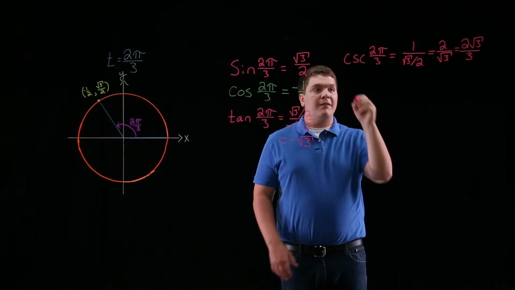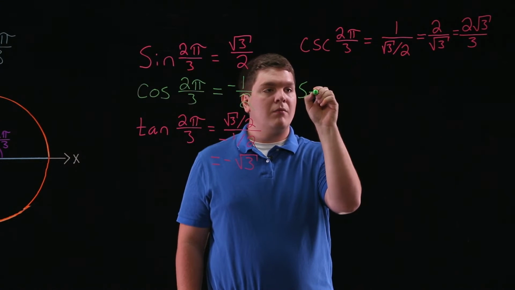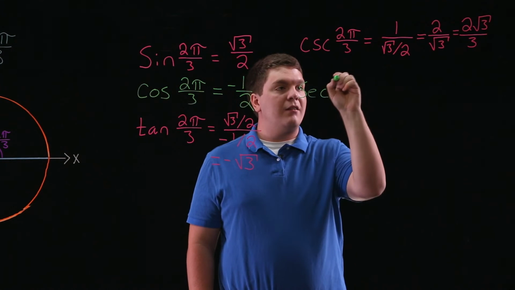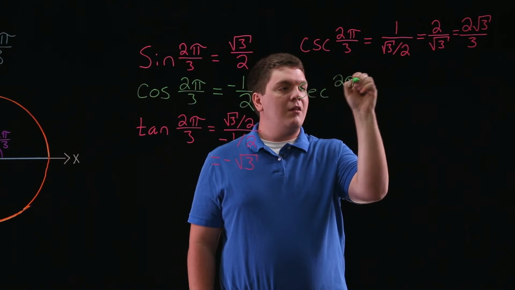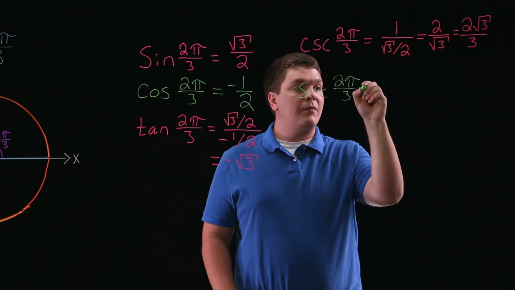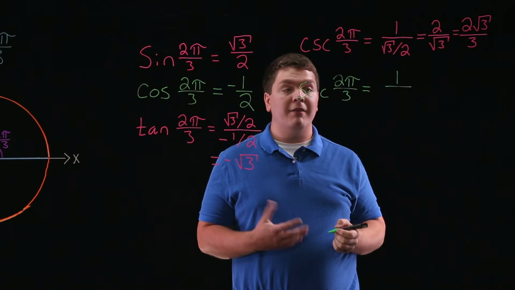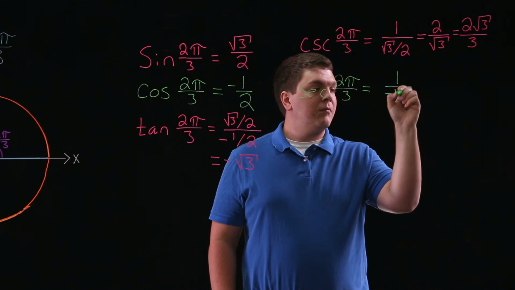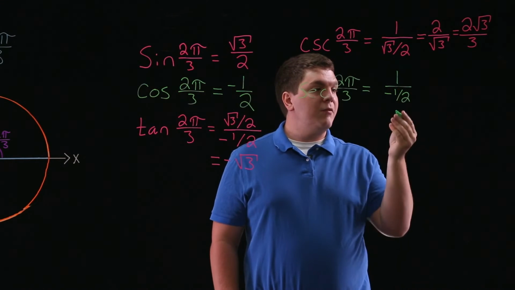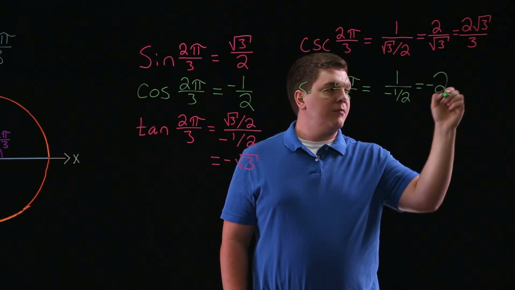Next, let's look at secant. So secant of an angle theta is 1 divided by the x value. So in this case, it's going to be 1 divided by -1/2, which, if we simplify this, we see that this is equal to -2.